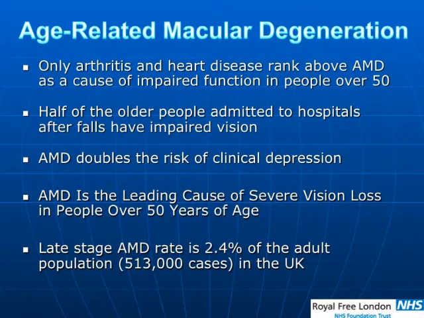Only arthritis and heart disease rank above age-related macular degeneration as a cause of impaired function in people over 50. When you ask people, they are devastated by that. Half of the older people admitted to hospitals after falls have impaired vision, and a lot of it is macular degeneration. It doubles the risk of depression, and it's the leading cause of severe vision loss in people over 50. Late-stage macular degeneration rate is 2.4% of the adult population in the UK. That's quite a large number, and it's rising.